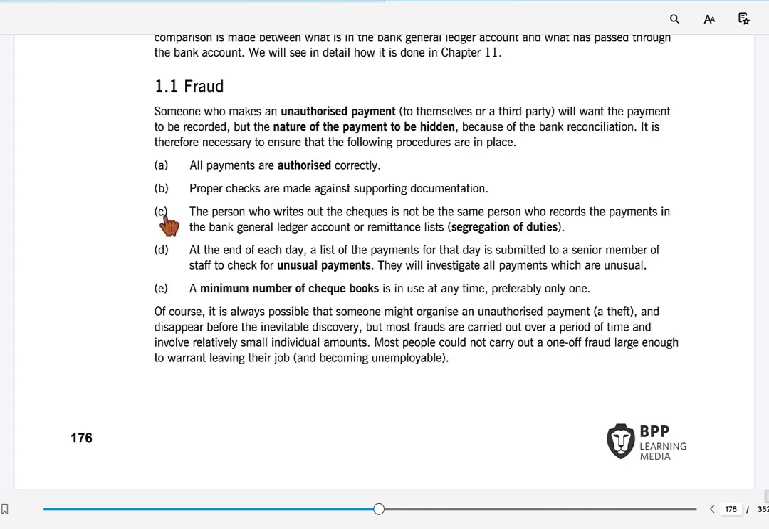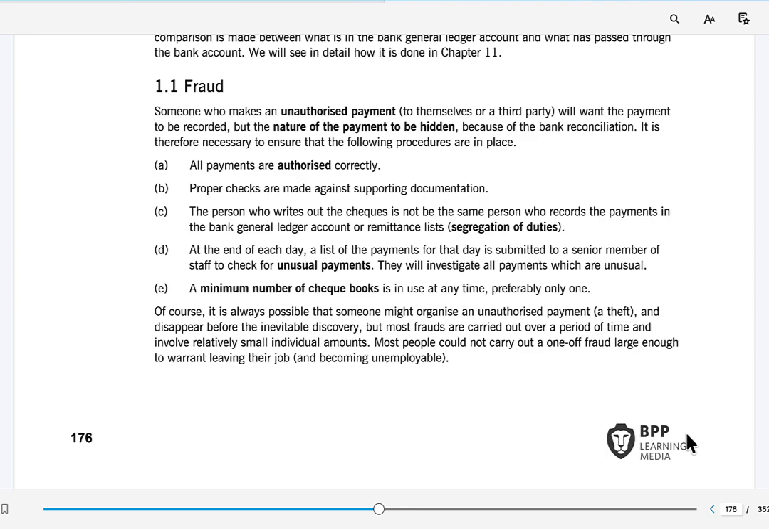Control 3. Segregation of duties, meaning separation of responsibilities. This control is extremely powerful. The person who writes the check must not be the same person who records the payment in the accounts. Why? Because if one person does both jobs, fraud becomes easy. They can write a check to themselves, then record it as something normal. For example, they record it as office expenses. Now it looks correct on paper, but it is theft. But if different people do different tasks, fraud becomes difficult.